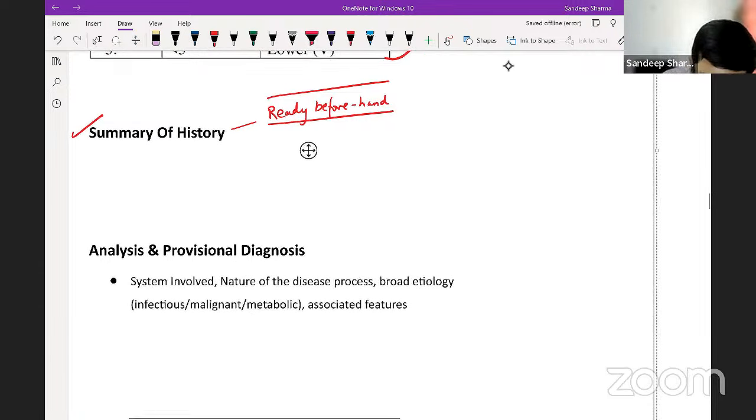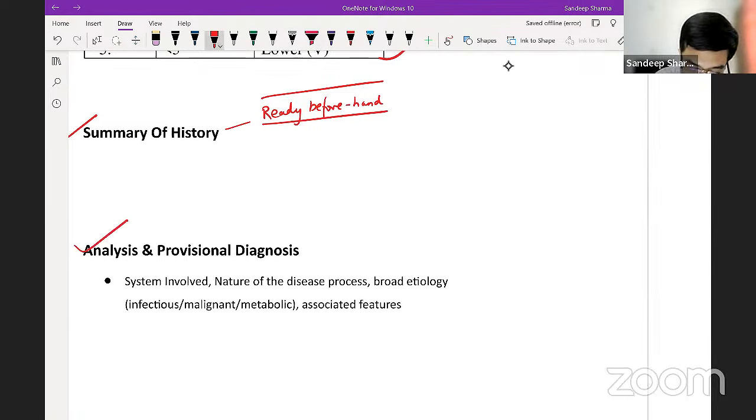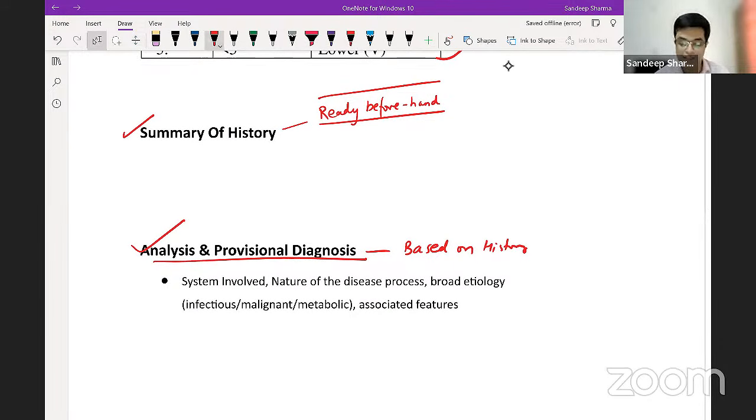Then they will ask you analysis and provisional diagnosis based upon history. When you talk about it, then you need to mention which system is involved. So you will say, sir, likely this child is having involvement of the respiratory system, predominant respiratory symptoms along with constitutional symptoms like fever. You will mention about the nature of the disease process.